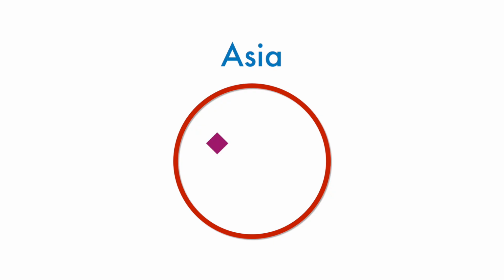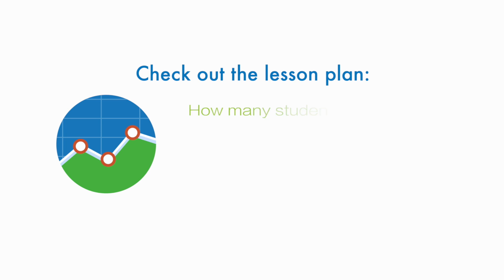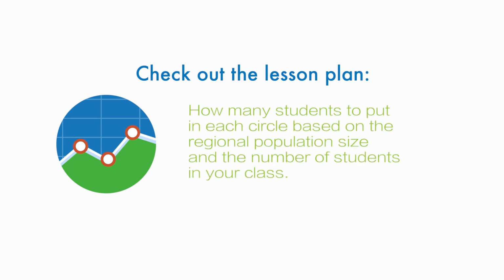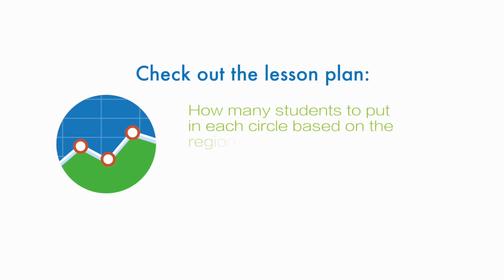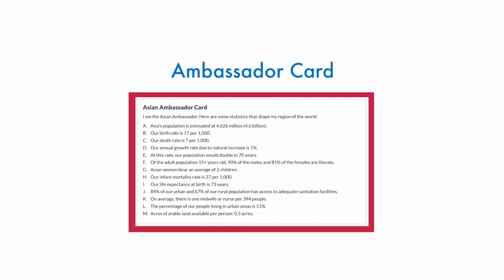Next, you'll need to populate each region with students. The lesson plan will tell you how many students to put in each circle, based on the regional population size and the number of students in your class. Lastly, choose one person from each region to be the regional ambassador and give those students the provided ambassador card. That completes the setup of the lesson, and we're ready to explore some statistics.